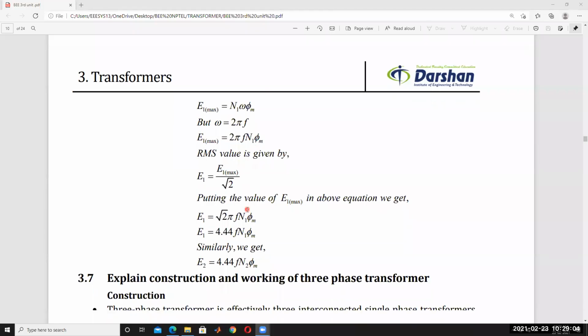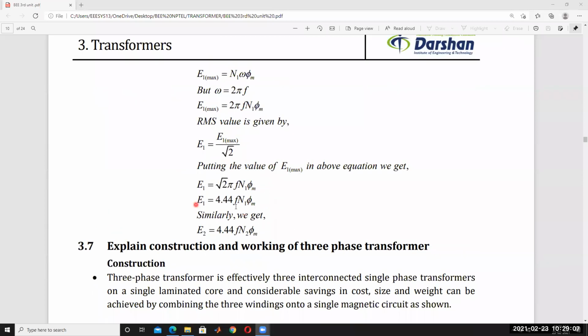So this is called the EMF equation of the transformer. Only the turns change. The primary side and secondary side frequency is constant: f on the primary side and f on the secondary side is constant. A transformer is a constant frequency device. That's why E1 is equal to 4.44 into f into N1 into φm. And also a transformer is a constant flux device. That's why here also φm and here also φm. Constant flux: on primary and secondary side, the maximum value of the flux is constant.